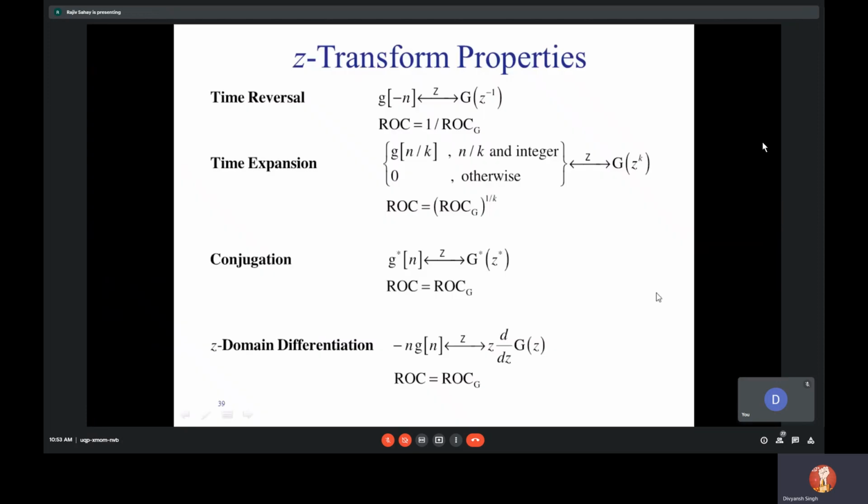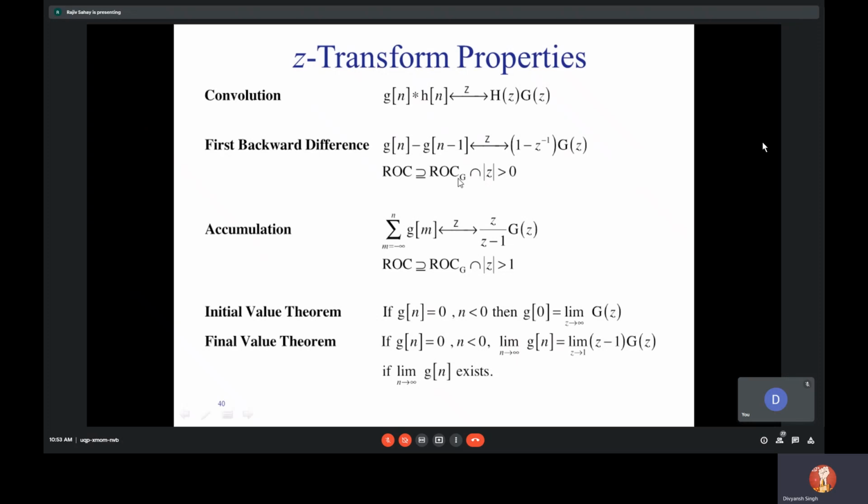So I'm moving to the next slide. The convolution expression. Again, here the ROC is the intersection of the ROCs of the individual signals. And the first backward difference, this is 1 minus Z inverse. You can derive this very easily. And the accumulator, I have already said that it is U of n convolved with G of n, this particular expression. That is why you get this. The initial value theorem and the final value theorem.